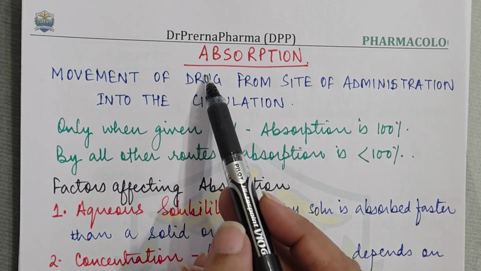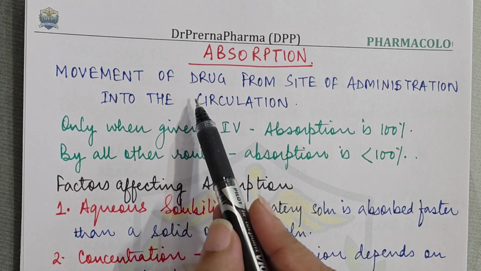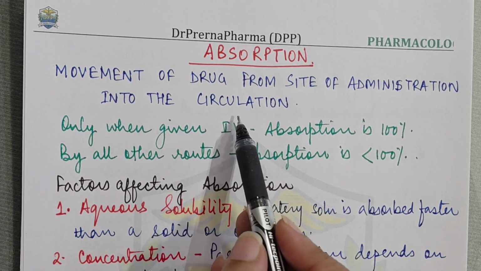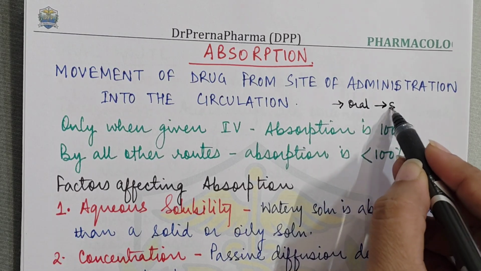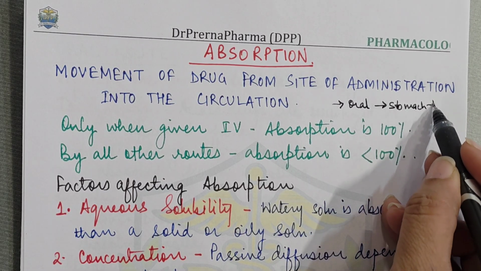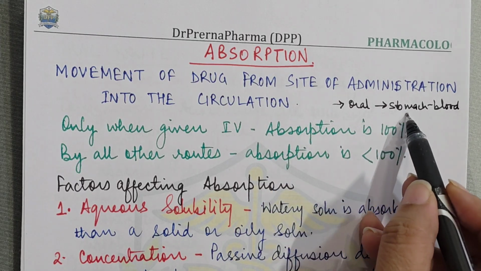So now in this video, we are going to discuss absorption. So what is absorption? Absorption is defined as movement of drug from the site of administration into the circulation, right? So if you are taking a drug orally, then it reaches the stomach, and from the stomach, it has to reach the blood. So absorption is basically the movement of drug from the stomach into the blood.